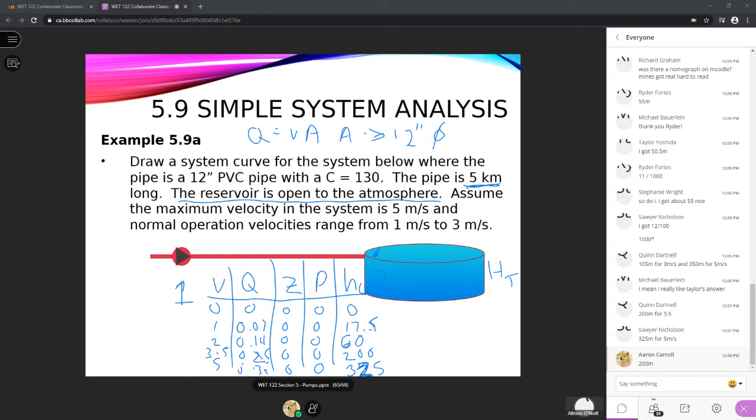Okay, so now you are going to graph a system curve, which basically graphs the total head and the total flow. Now for us, if we add up all the heads, we get 0, 0, 0 is 0, and 0 plus 0 plus 17.5 is 17.5, and then 60, 200, and 325.